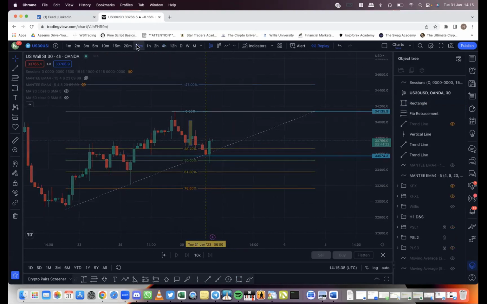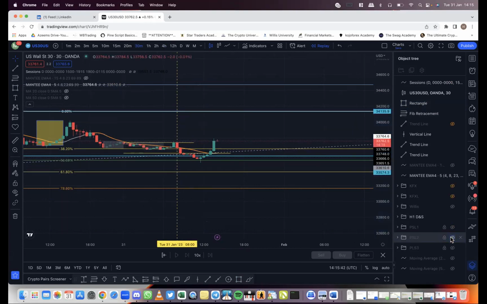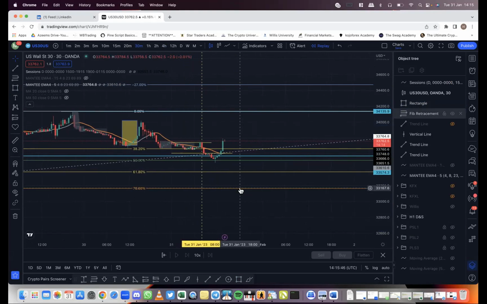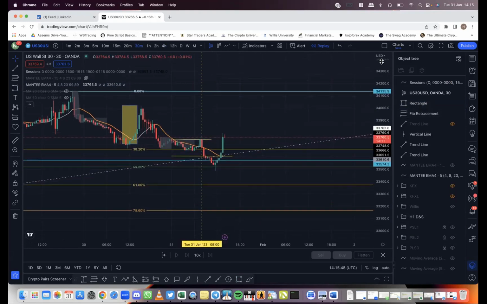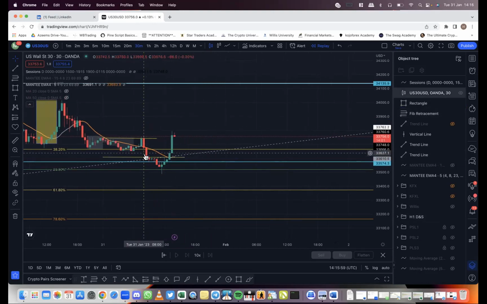So let me see how that looks. Here, this is 30 minutes now. We would have broken our levels and possibly we would enter the trade here, because we'll use this level. When we break the candlestick with that level, we'll find an entry, and then bang, we're in it.